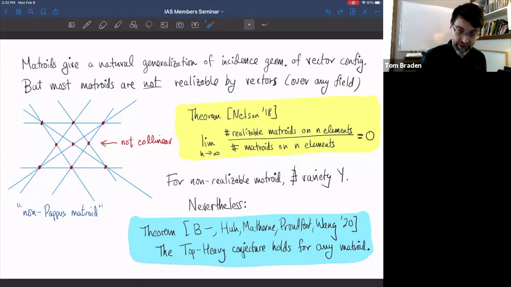Okay, and for the rest of the talk, I'll talk around it a little bit. I can't come anywhere close to explaining the proof, but I can explain how the proof is still inspired by geometry, even though we're not allowed to use the geometry.